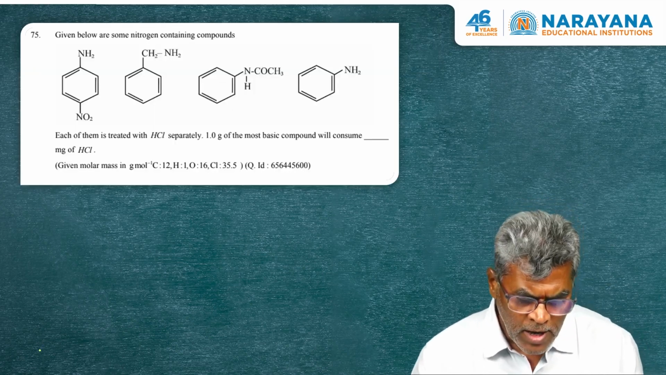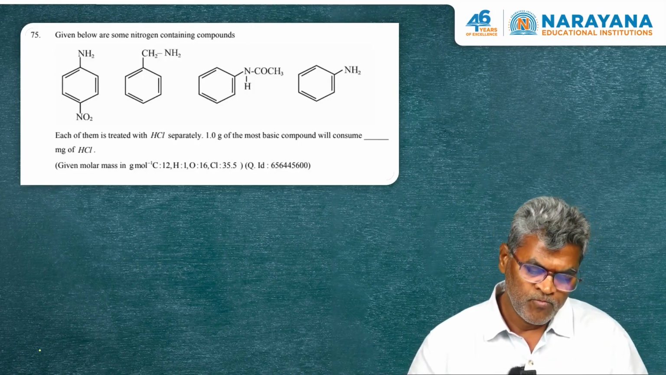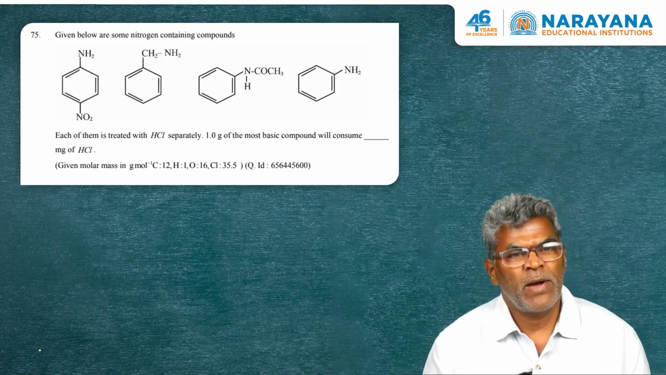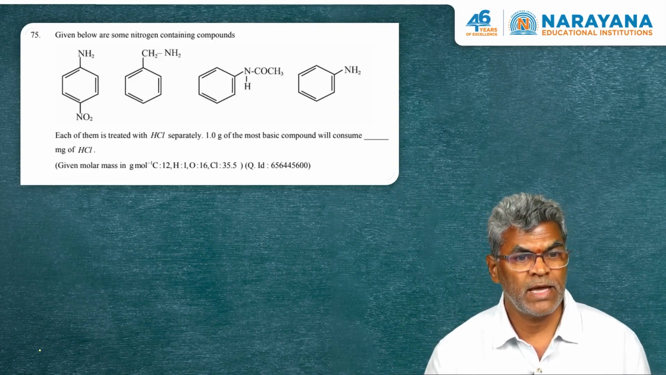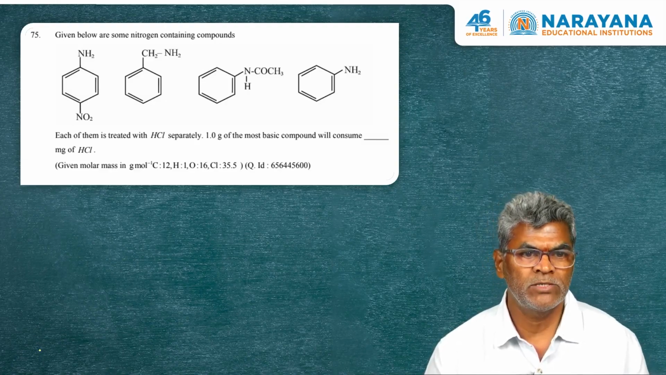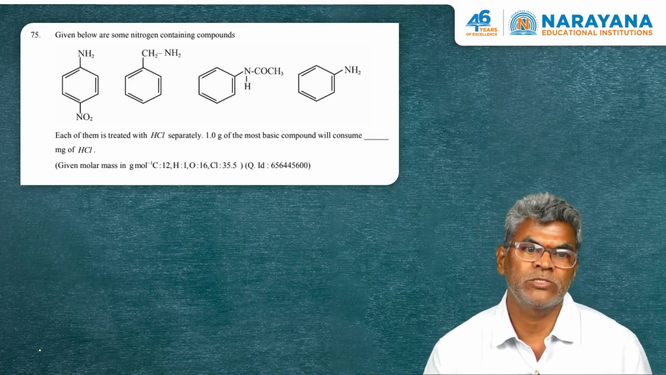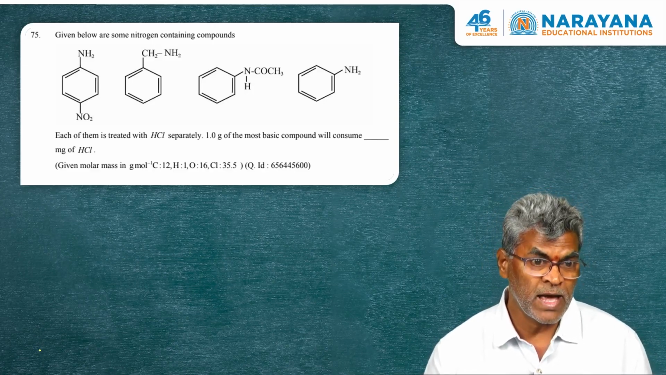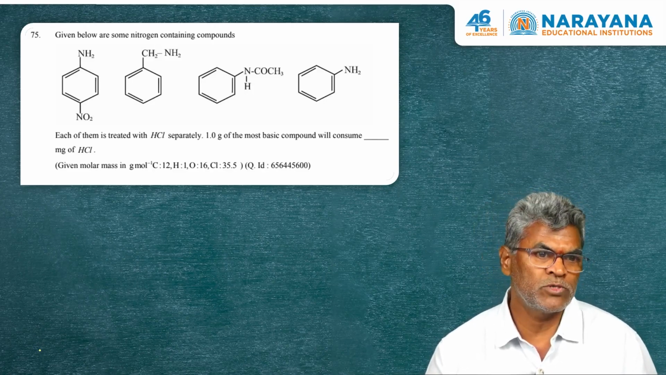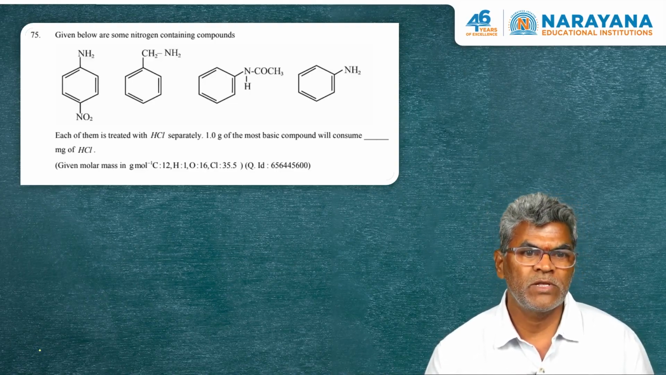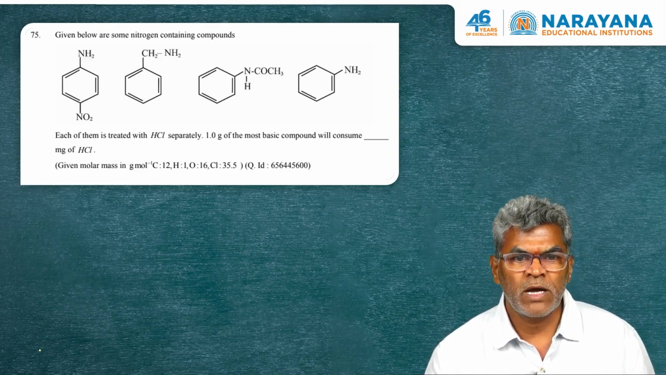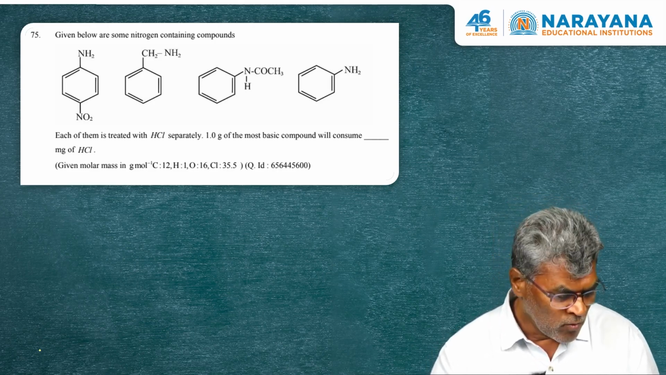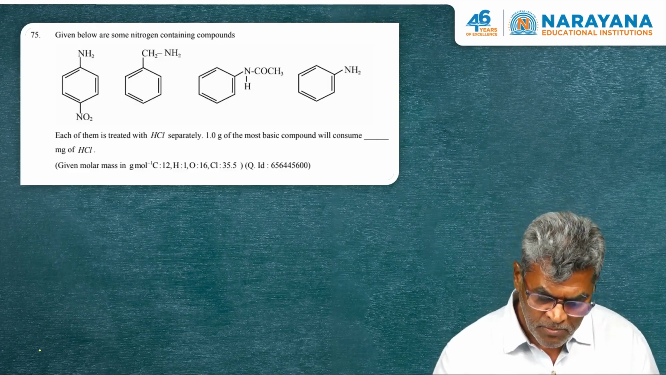Next, among these given options, 75, most basic, remaining all are aromatic amines, but only the second one is an aliphatic amine. Aliphatic amines are more basic than aromatic amines. Since aliphatic amines are more basic, that will react with HCl. The question is that each of them is treated with HCl, the most basic compound will consume how many milligrams for 1 gram of that compound.